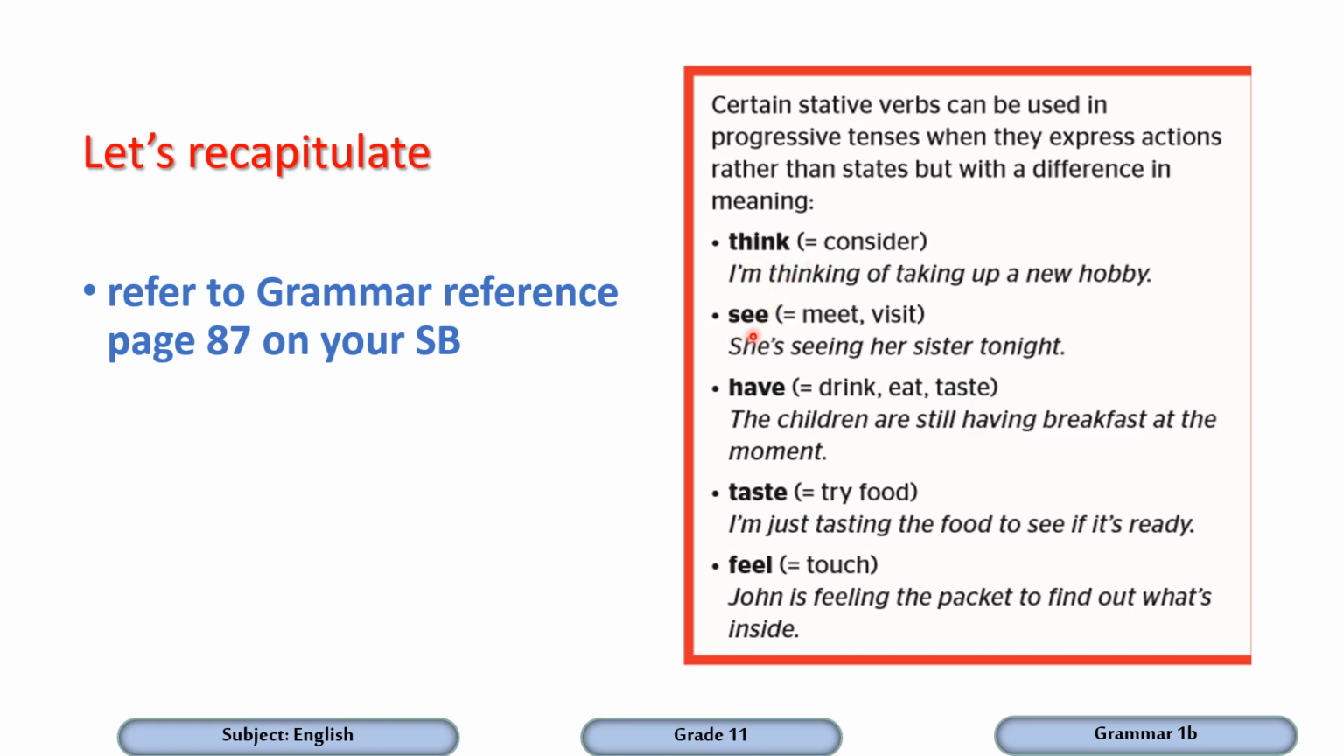The verb to see. Okay, it's not like I see your point. I see your point means I understand, so you cannot put it in the progressive. But I see here means to meet or to visit. It's possible, like she's seeing her sister tonight, like she's meeting or she's visiting. Have when it means drink, eat, or taste. The children are still having breakfast, means are still eating, and this is an action. Taste when you try the food. So I'm just tasting the food to see if it's ready. This is, you are trying something, you are trying the food, so it's an action.